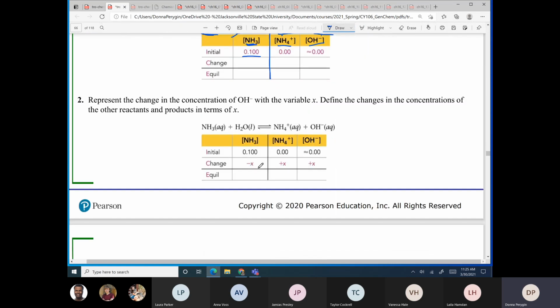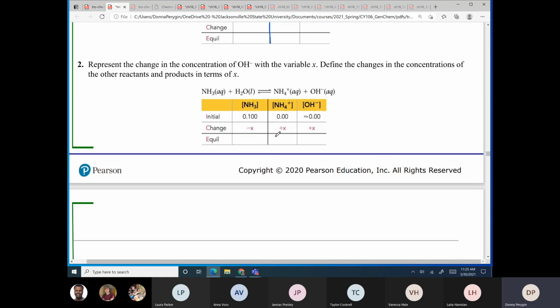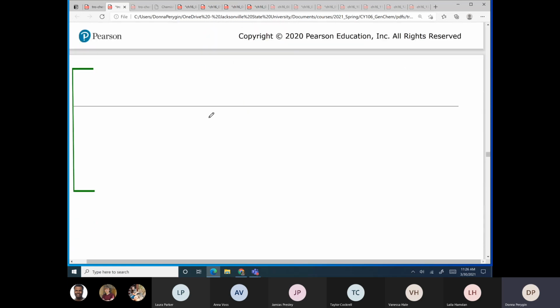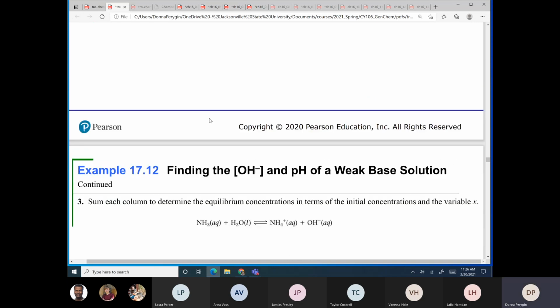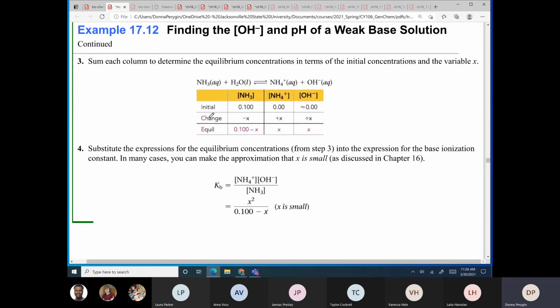So then we represent the change, we represent the loss due to ionization as minus X from the ammonia. And so if we lose X moles from ammonia, that amount is going to be gained in NH4 plus and OH minus. So again, I'm going to run through this one with the example, and then I'll work the practice problem for you. I've left room to work through the problem, but we just don't have time to do all these.